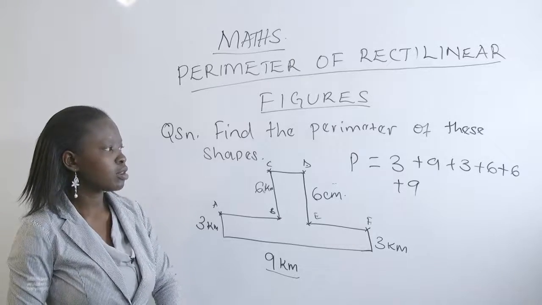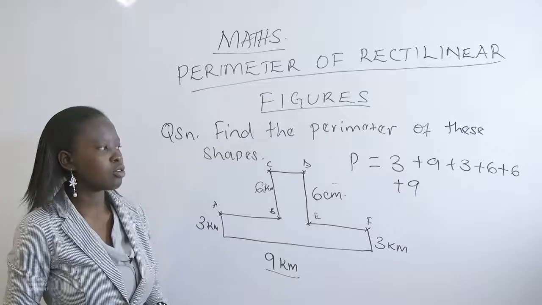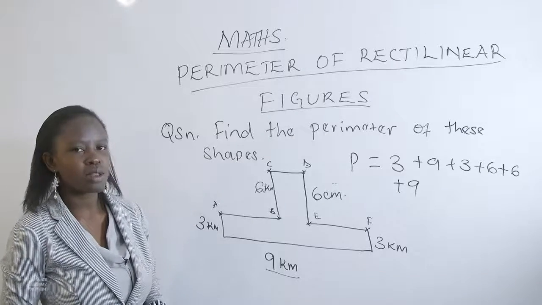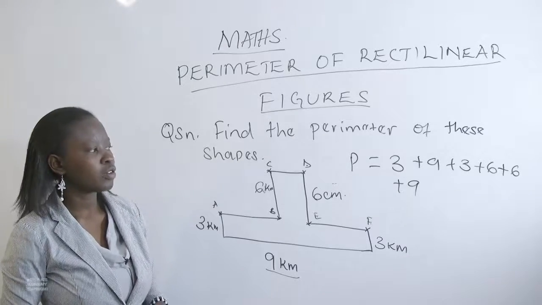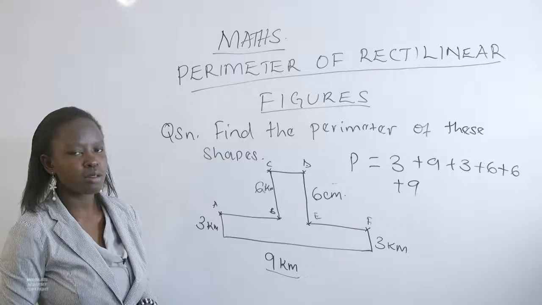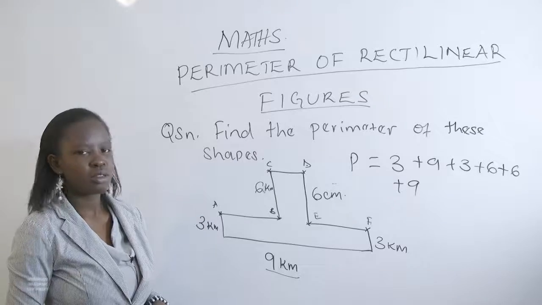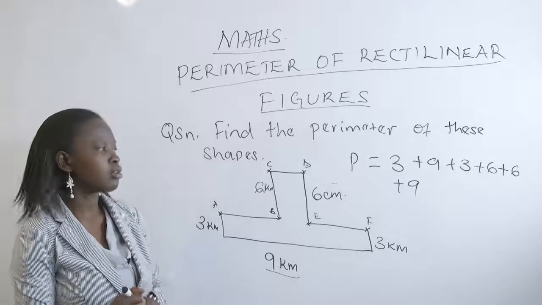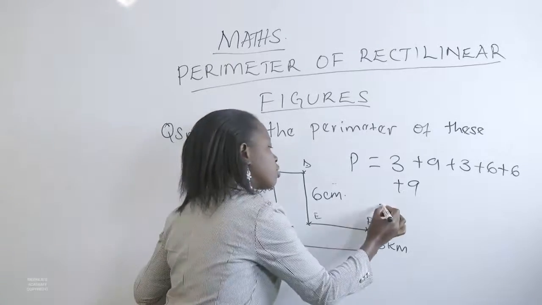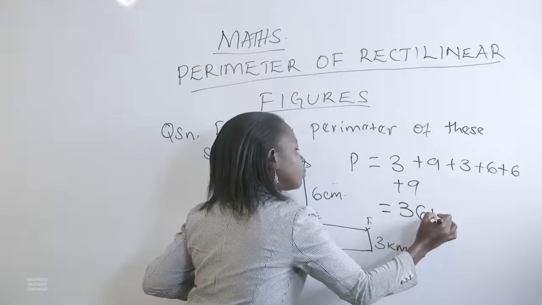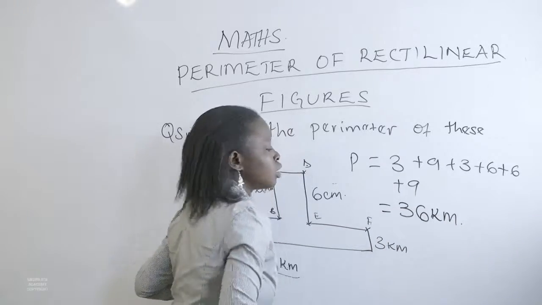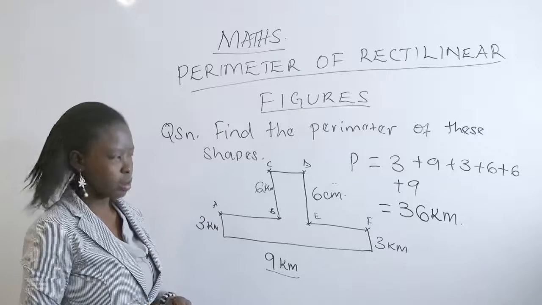So that means that 3 plus 9 is 12. 12 plus 3 is 15. 15 plus 6 is 21. 21 plus 6 is 27. 27 plus 9 gives us 36. 36 kilometers.